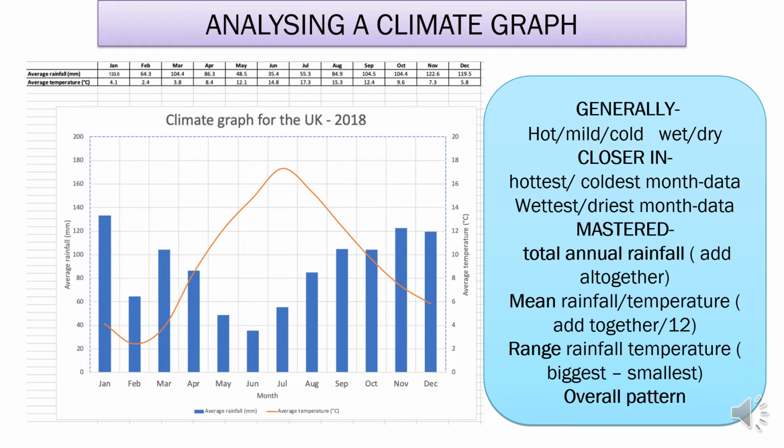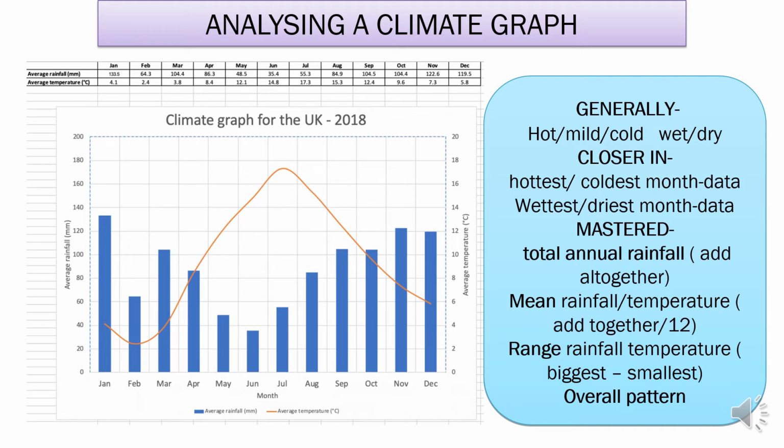And then you need to decide if it is a wet or dry climate. So there is rain every single month. So it's a wet climate. So your general first statement would be it's a mild and wet climate. Then for closer in, you need to tell me when is the hottest and coldest month and how hot or cold is it within that month. You will do the same for wettest and driest month using the bars and the rainfall axes. If you're doing developing or secured, you can stop there.